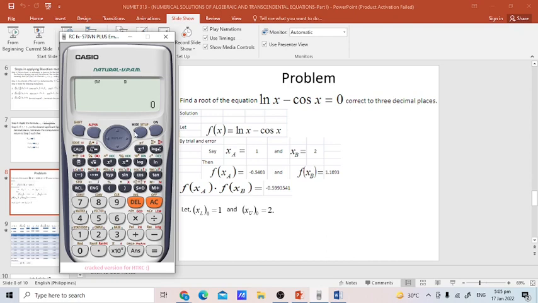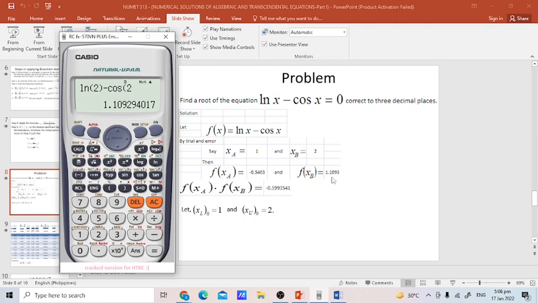So, dapat i-mode radian natin. Ayan, mode radian. Okay, ln 1 minus cosine 1. So, at x sub a equals 1, no? Cosine 1, okay. That is negative 0.5403. Okay? So, ganyan dapat. Naka-mode radian ka. So, then ln 2 minus cosine 2. So, 1.1093. Okay?